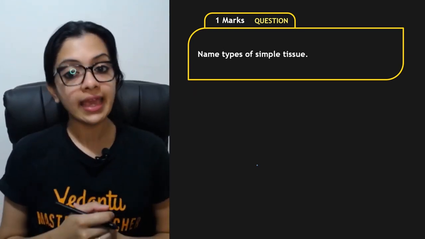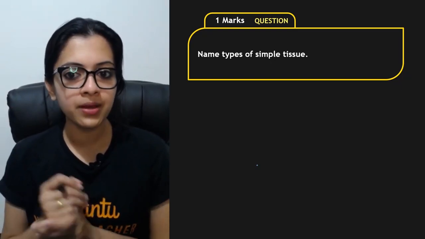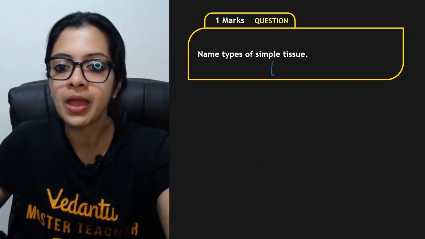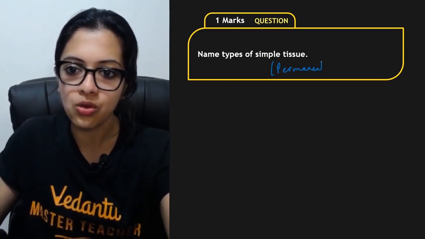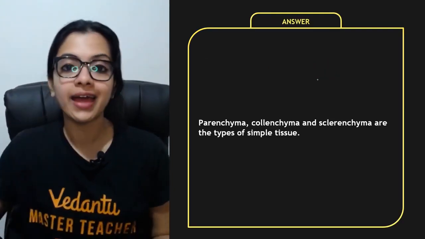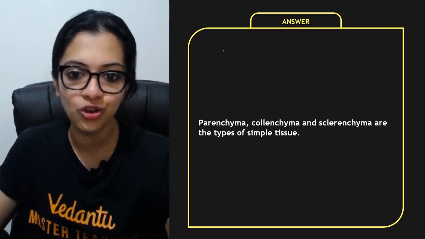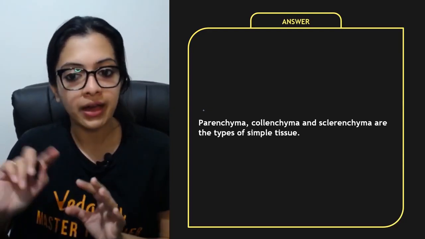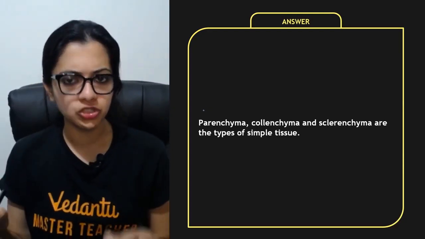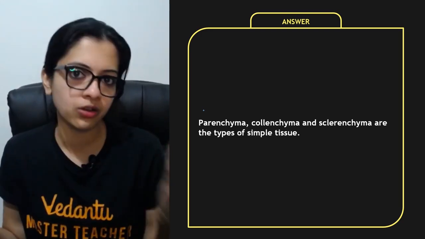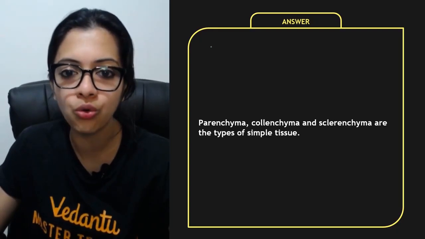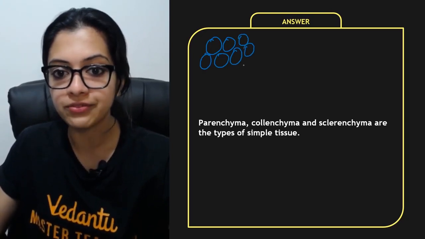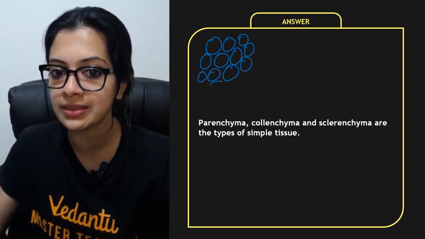All right. Now, name the types of simple tissue. When I say simple tissue as far as a plant is concerned, we would be talking about simple permanent tissue. What are the different kinds of them? Parenchyma, collenchyma, and sclerenchyma, of course. Children, remember, it's only a 1 mark question. You don't have to draw diagrams or write anything about them, because these three terms together are going to fetch you 1 full mark. Just make sure you know the features of all of them. For example, parenchyma always has plenty of intercellular spaces between the cells.